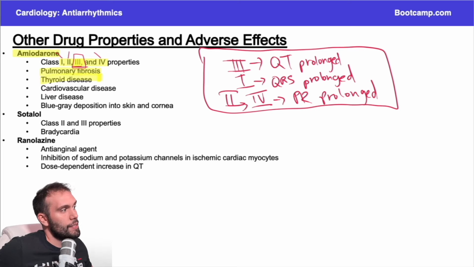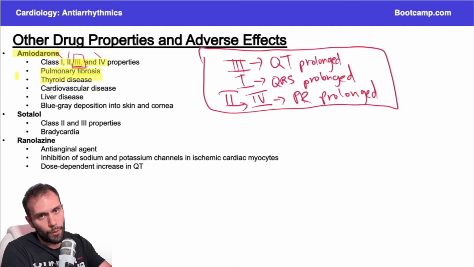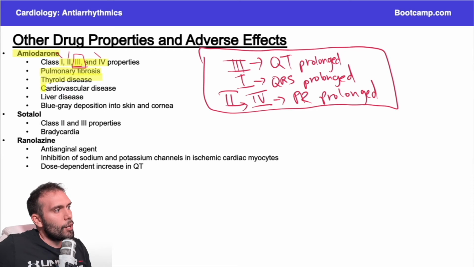Thyroid disease, because you've got to remember amiodarone is almost half iodine by weight. So iodine, when we talk about the endocrinology lectures, can have a lot of disruptive effects in the thyroid. And so usually you have to get a serum TSH before you start a patient on amiodarone. Okay, that's very important.